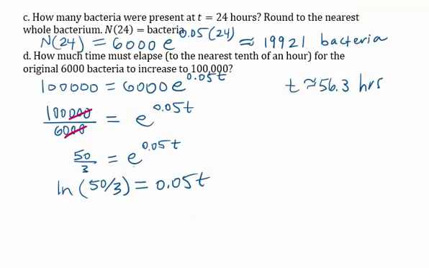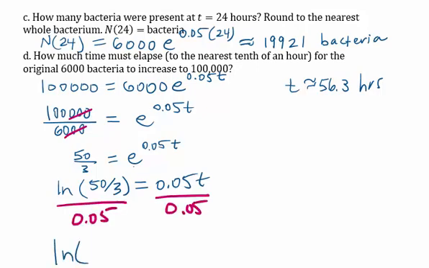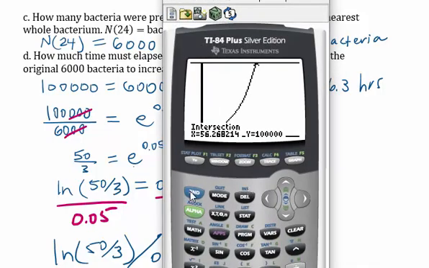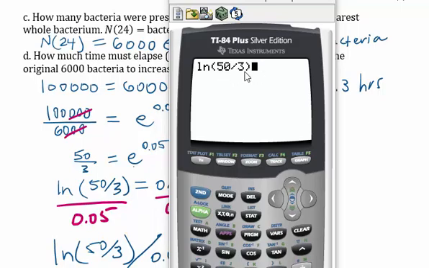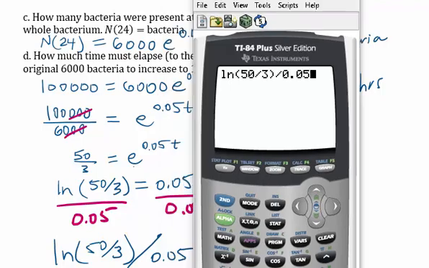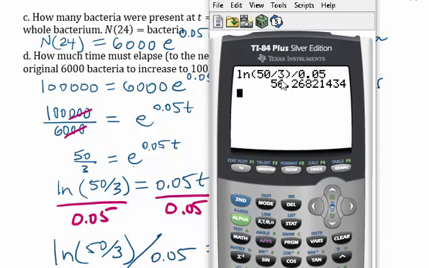0.05t. And then divide both sides by 0.05. So we have natural log of 50 thirds divided by 0.05 is equal to t, and we're going to use our calculator. Okay, and evaluate. So natural log of 50 thirds divided by 0.05, which is again about 56.3.